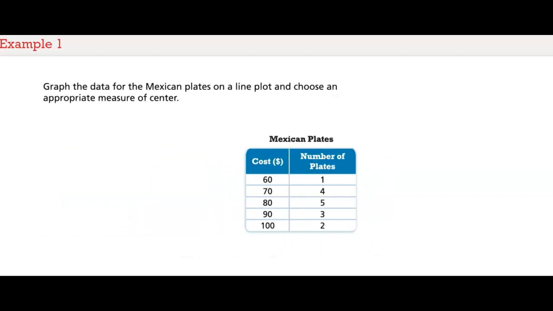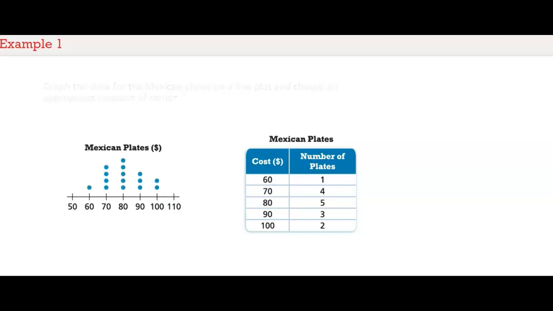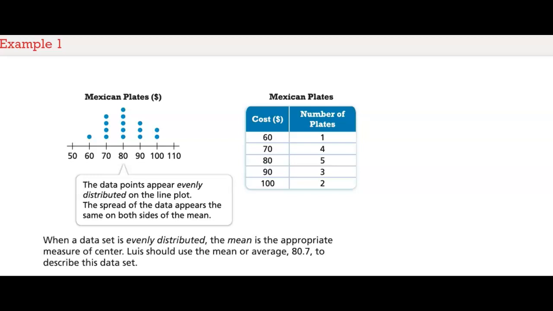Graph the data for the Mexican plates on a line plot and choose an appropriate measure of center. The data points appear evenly distributed on the line plot. The spread of the data appears the same on both sides of the mean. When a data set is evenly distributed, the mean is the appropriate measure of center. Luis should use the mean or average, 80 and 7/10, to describe this data set.